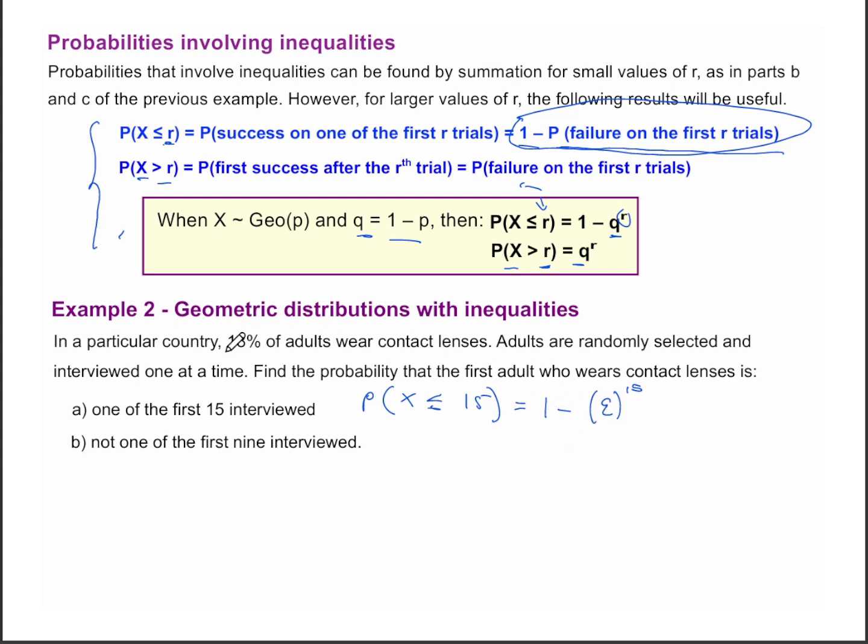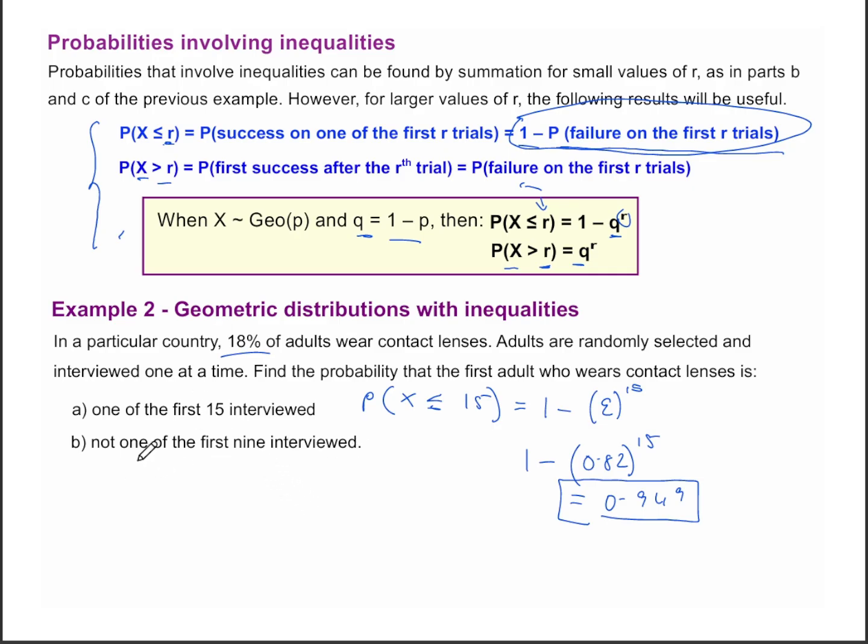Q here is just 1 minus 18%, which is 82%, so 0.82 power 15. This will give us 0.949. That's the probability that the first guy who wears contact lenses is one of the first 15 people who are interviewed.